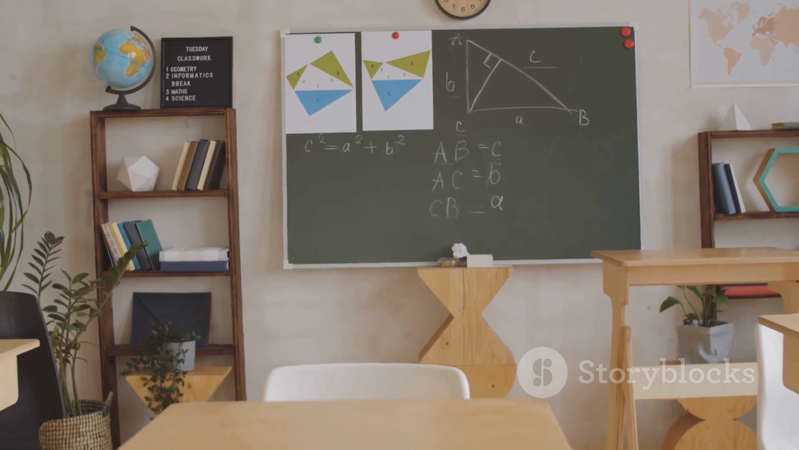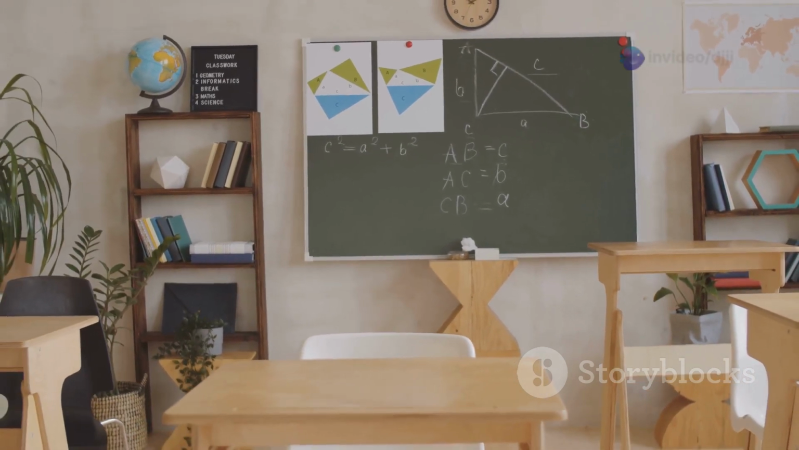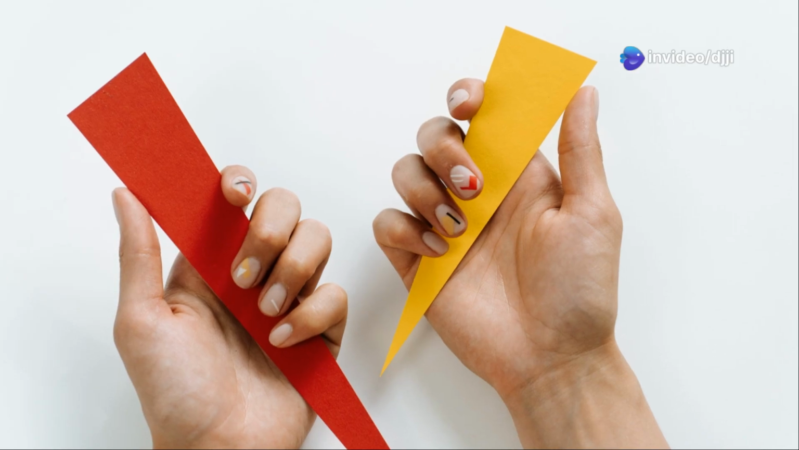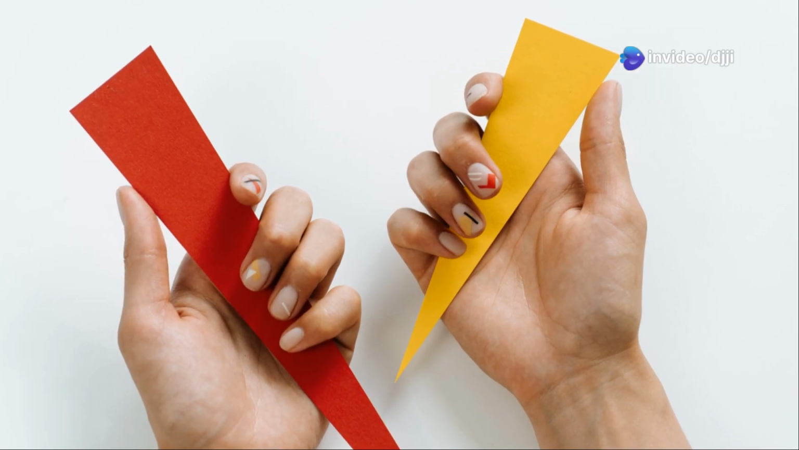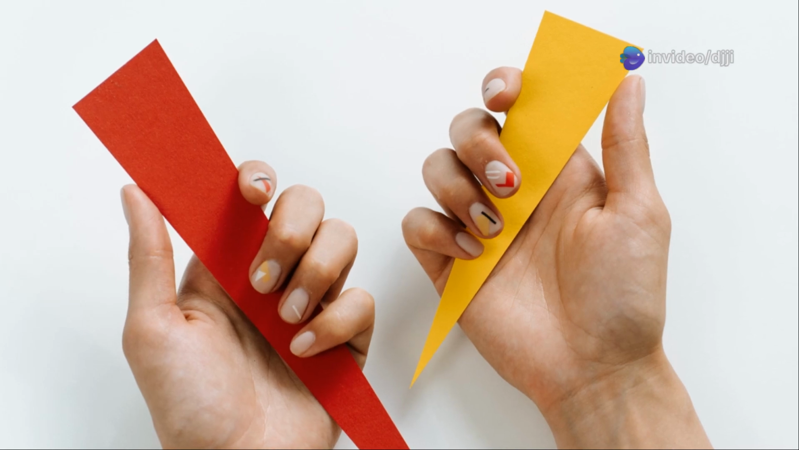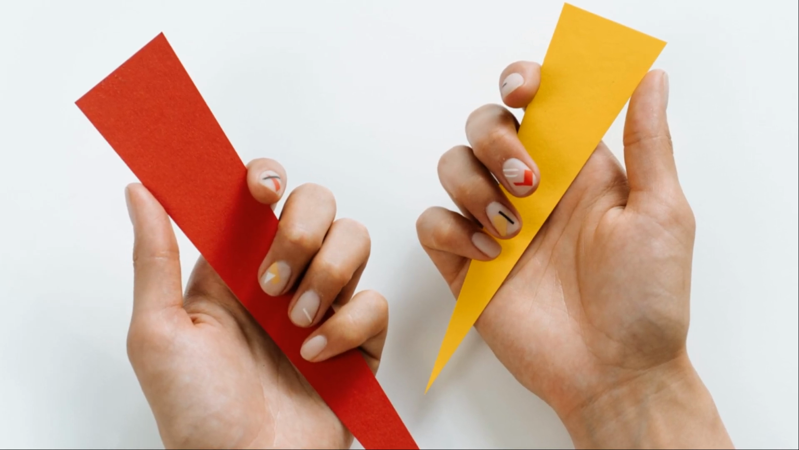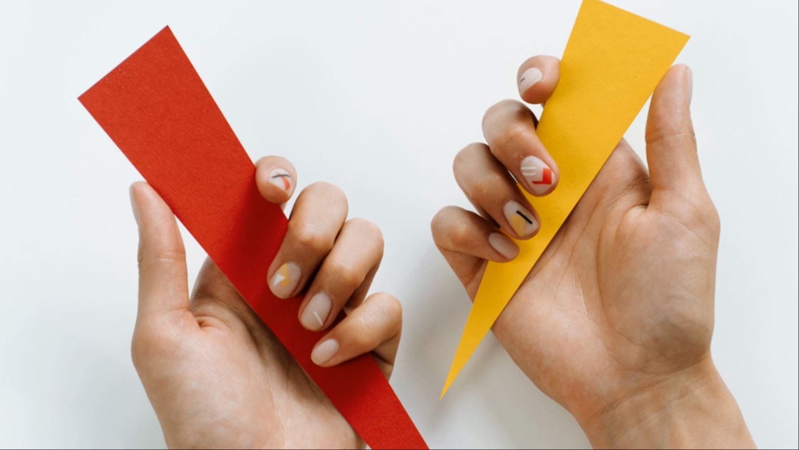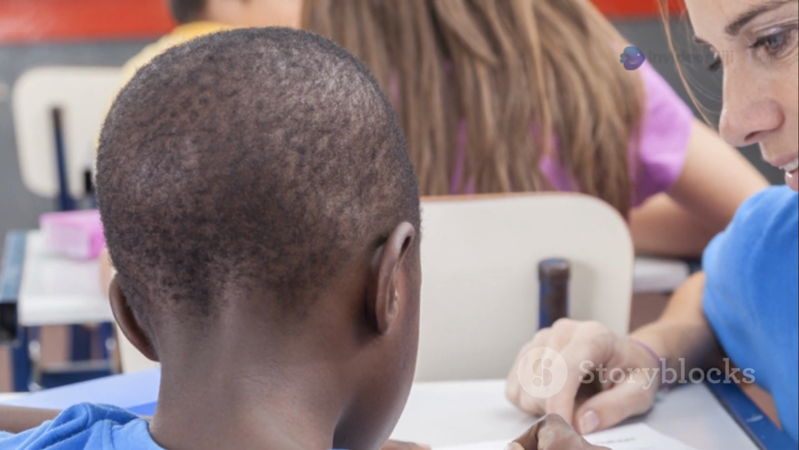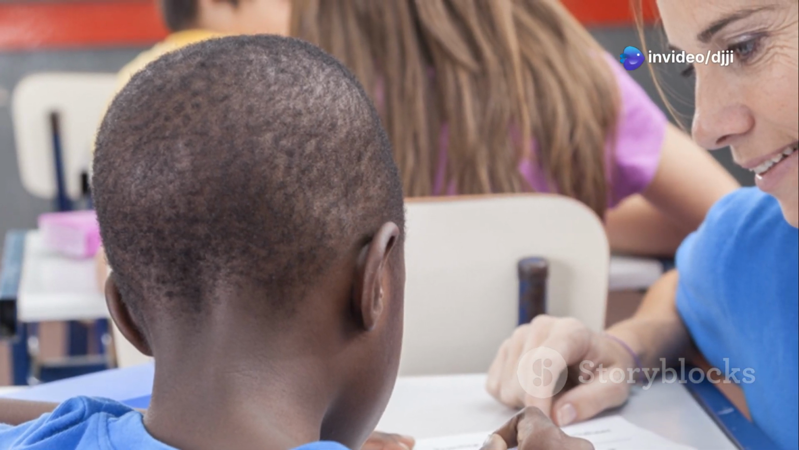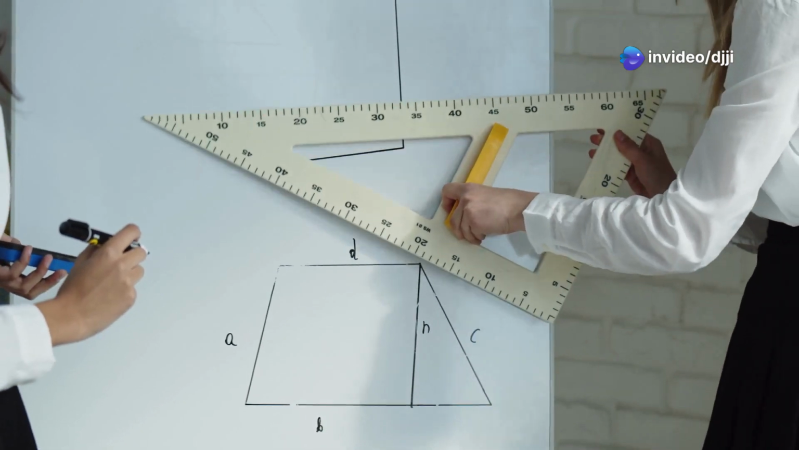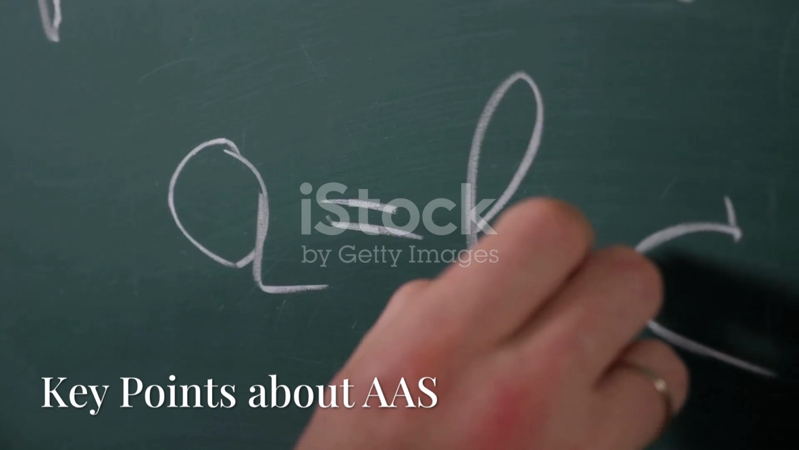Next up is the angle-angle-side, or AAS theorem. This theorem states that if two angles and a non-included side of one triangle are congruent to two angles and the corresponding non-included side of another triangle, then the two triangles are congruent. In simpler terms, if you know two angles and one side that's not between those angles in one triangle, and you can find the same corresponding parts in another triangle, then the triangles are identical.